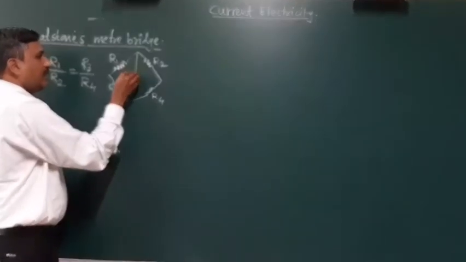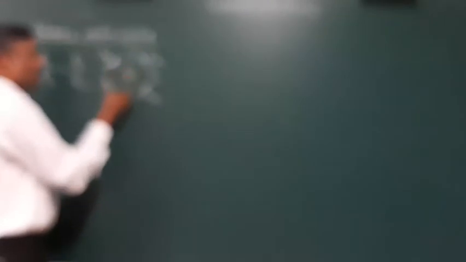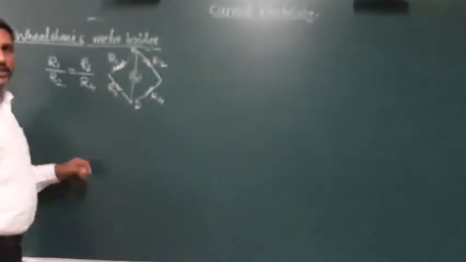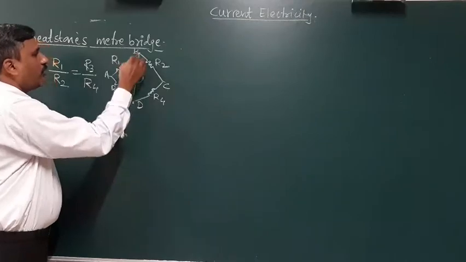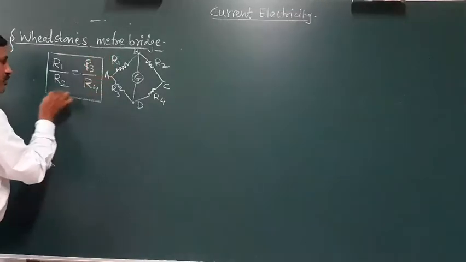And between these two points, point B and point D, which are my equipotential points, a galvanometer is connected here, and the balancing condition is R1 by R2 equals R3 by R4.